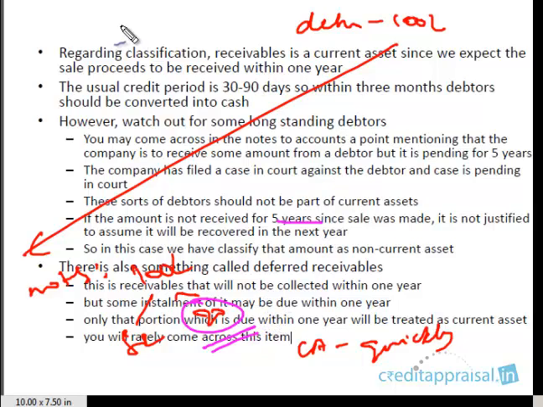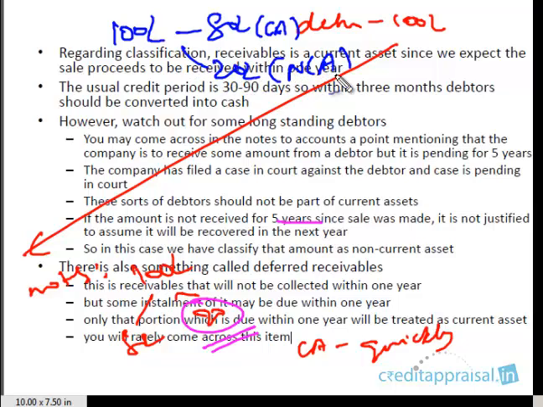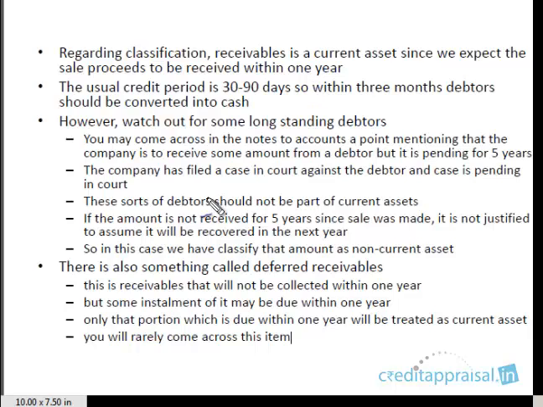So we say out of this 100 lakh debtors, only 80 lakhs we classify as a current asset, because this is likely to be converted into cash in the next 1 year. The balance 20 lakhs, please treat it as a non-current asset, right? Usually this is a non-current asset, but some portion of it may be an installment due within 1 year, in which case you classify that portion as a current asset. Anyway, this is a very rarely occurring item.